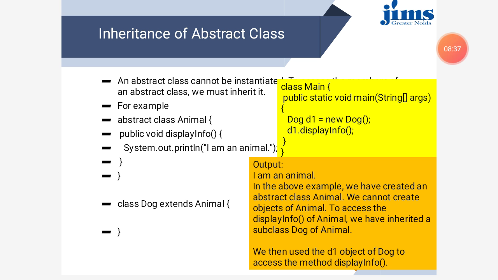So we are creating an object of the dog class with the help of Dog d1 = new Dog(), and we are able to call the method using the object. So d1.displayInfo() is calling the method of the animal class, which has been inherited in the dog class. So we get the result.